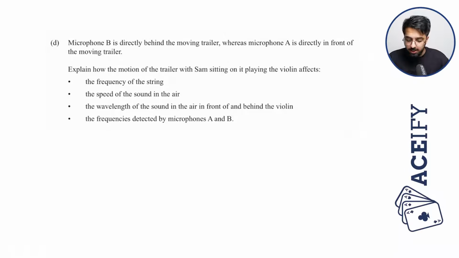Explain how the motion of the trailer with Sam sitting on it playing the violin affects the frequency of the string, the speed of sound in the air, and the wavelength of the sound in the air in front and behind the violin, and the frequencies detected by A and B.